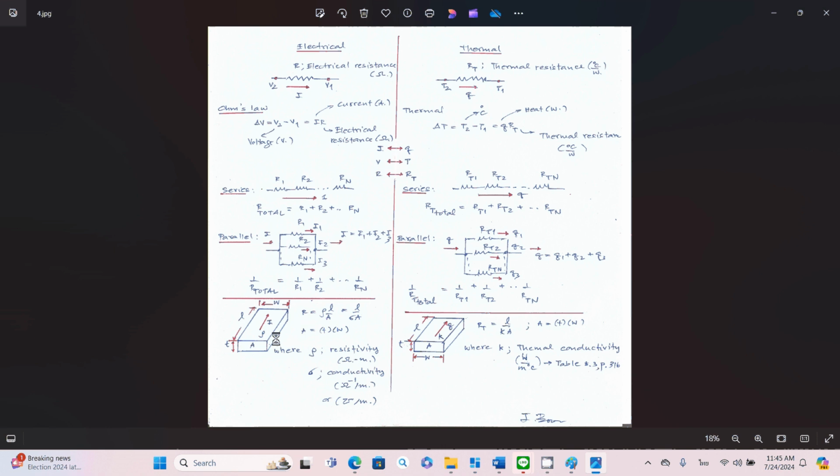As you know, your R equals rho L over A, where rho is the resistivity, L is the length along the path of the current flow, and A is simply the cross section area. For thermal resistance, it is still very similar to electrical resistance. You have RT equal to L over KA, where K is the thermal conductivity in the unit of watt per meter degree Celsius, according to table 8.3, page 316, in my book.